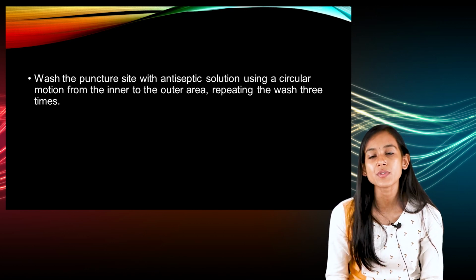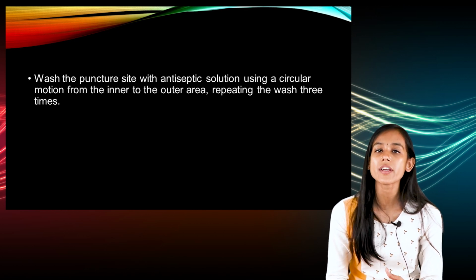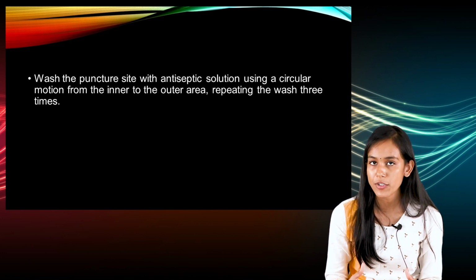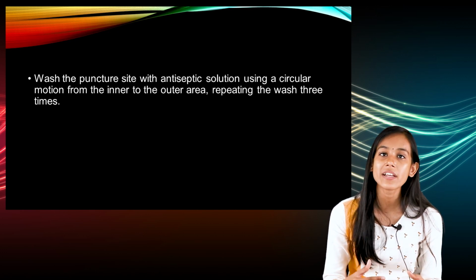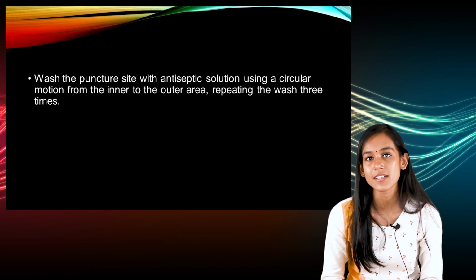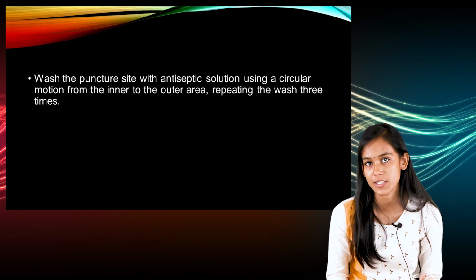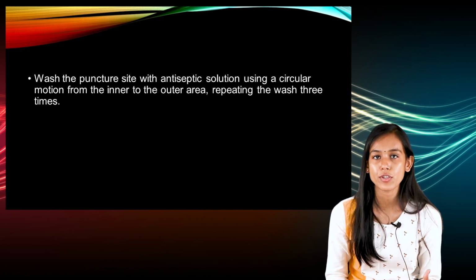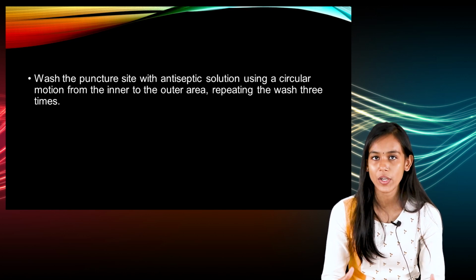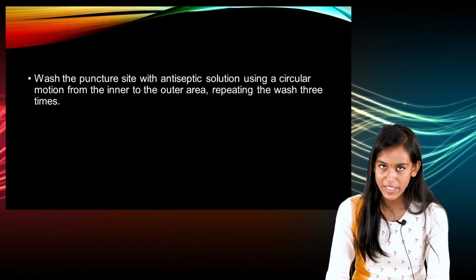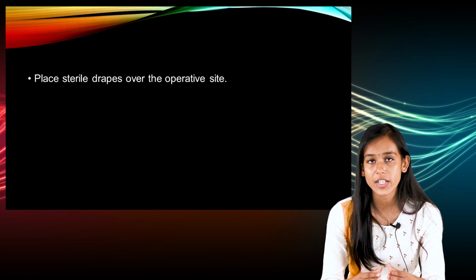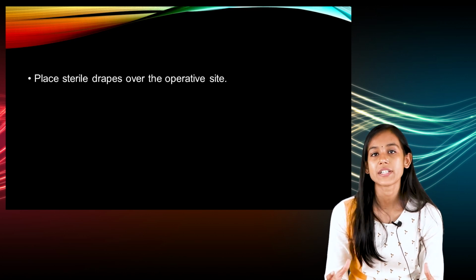After that, we are going to cleanse the area with antiseptic solutions. Here we are going to use a circular motion. So when you are cleansing the skin, we use a circular motion, and you have to remember that you should go from the inner area to the outer area. That is how we will cleanse the skin, and we will repeat this cleansing twice or thrice. Once we are done with cleansing the location from where the bone marrow will be taken, after that we are going to drape the patient. So we are going to place sterile drapes over the operative site.